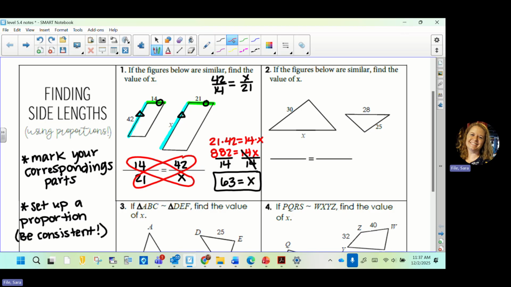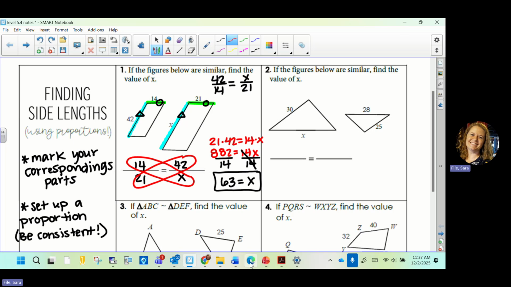And I want you to see, if I had set it up differently like this one, aren't I still multiplying 42 and 21? And then dividing by the 14? That's why there's more than one way that you can set this up, because when you cross multiply, you end up doing the same math. You end up multiplying by the same values and dividing by the third, as long as you have it set up in one of the correct ways.